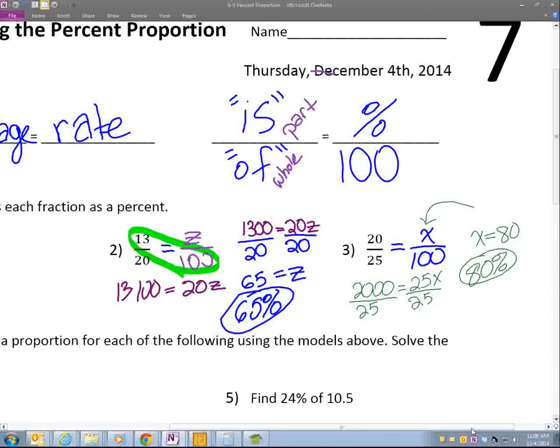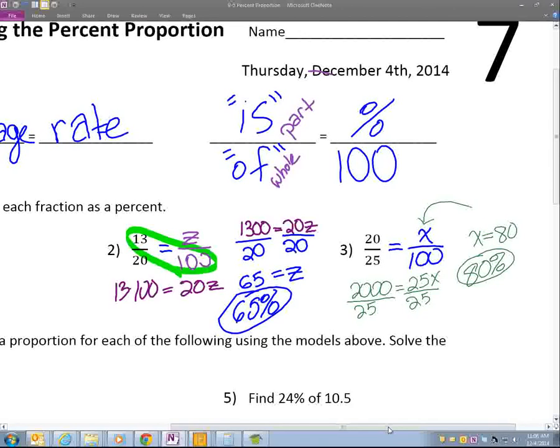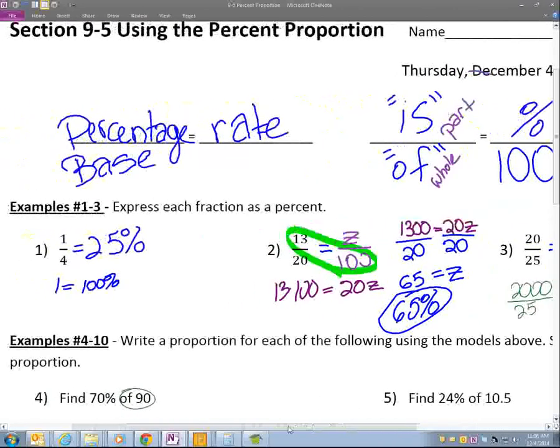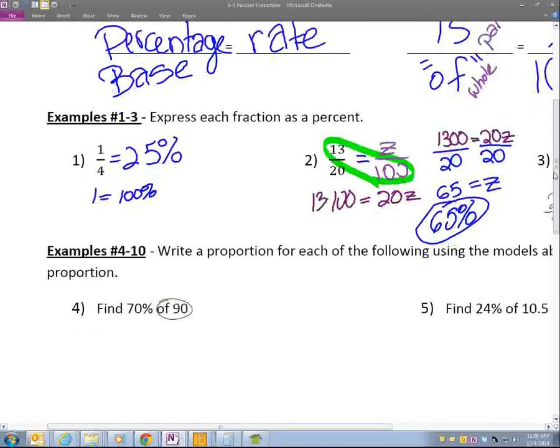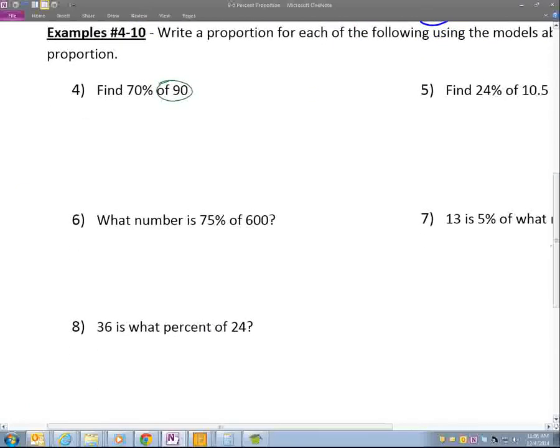Kylie, what is it? In the denominator. Does it really matter what side? Not really, as long as you have the part and whole there. So we have of 90. Boom. So I put of 90 because in our proportion at the top of our notes, it said where of goes. Then this side here, what is in this spot in that proportion up there, Jeff?